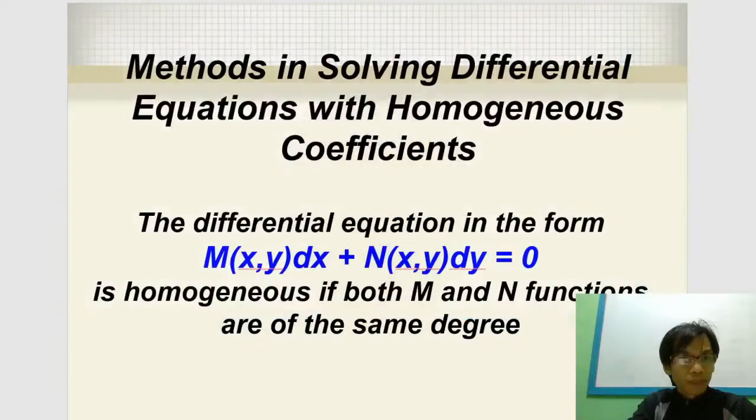Hello everyone. Today we're gonna talk about differential equations, particularly those equations involving homogeneous coefficients. The differential equation in the form M(x,y) dx plus N(x,y) dy is equal to 0 is said to be homogeneous if both M and N functions are of the same degree.